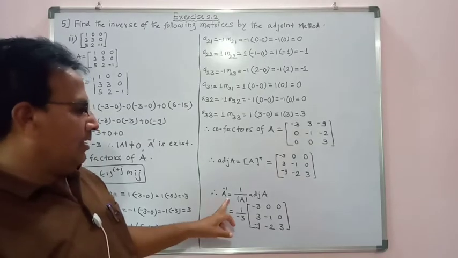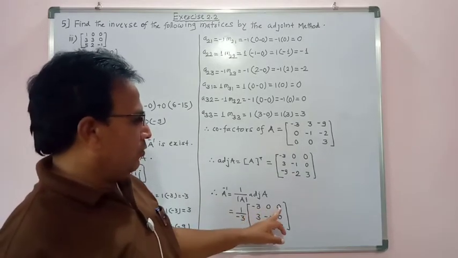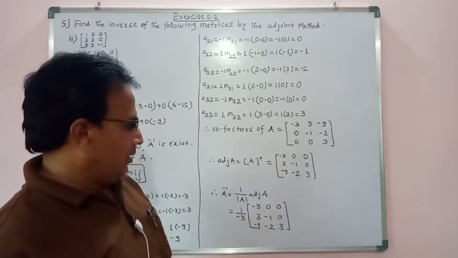A inverse equal to 1 by minus 3 into minus 3, 0, 0, 3, minus 1, 0, minus 9, minus 2, 3.